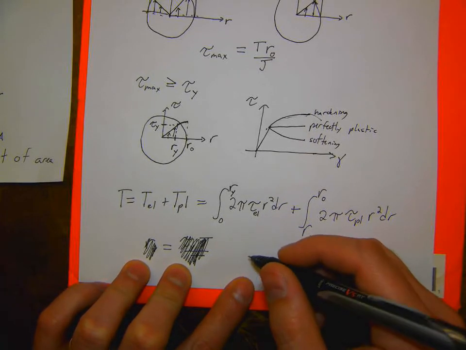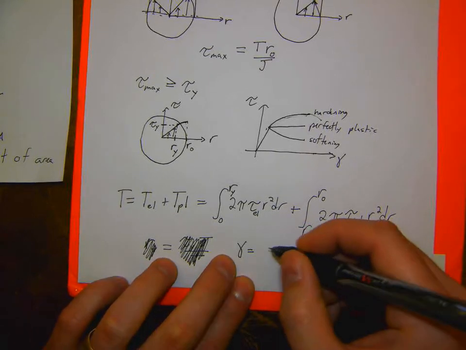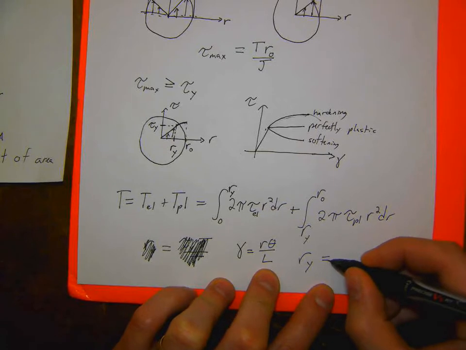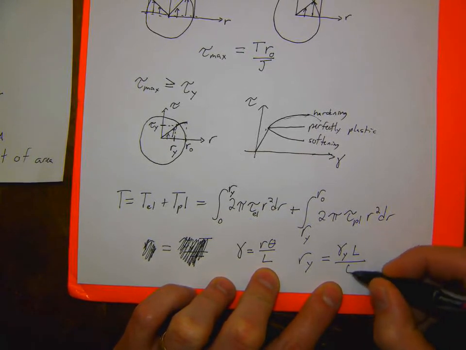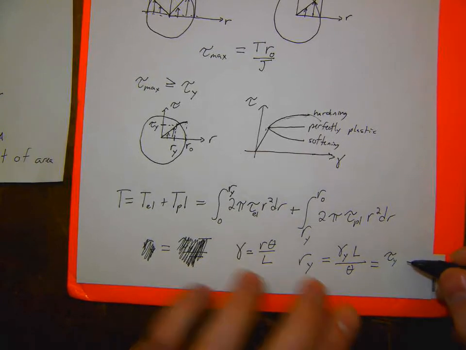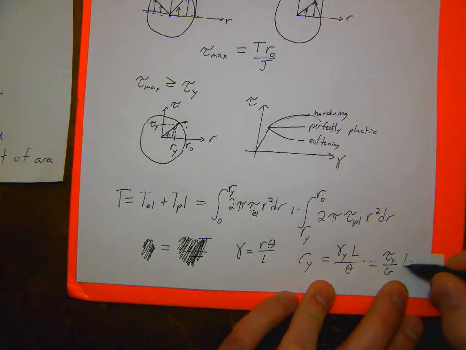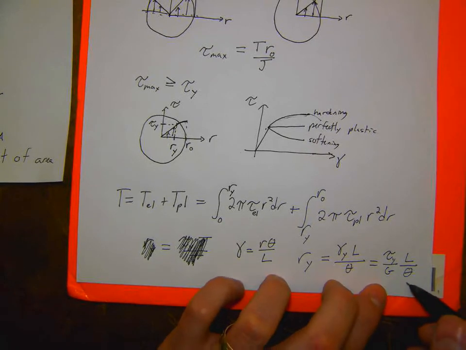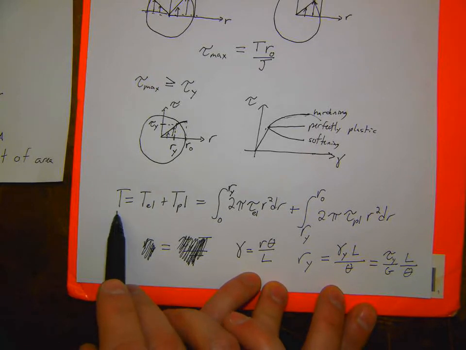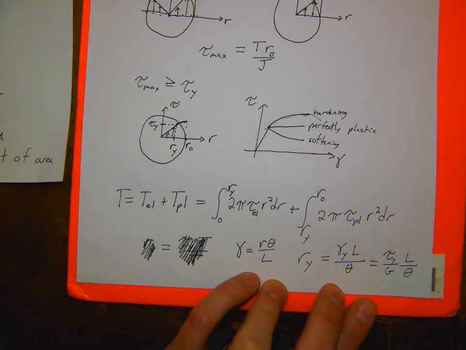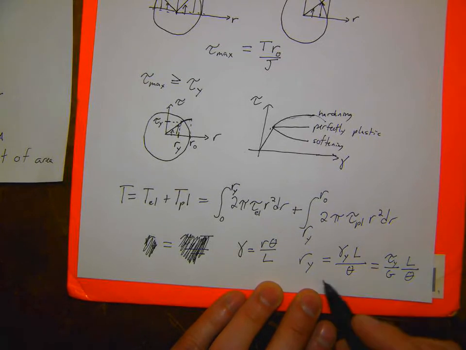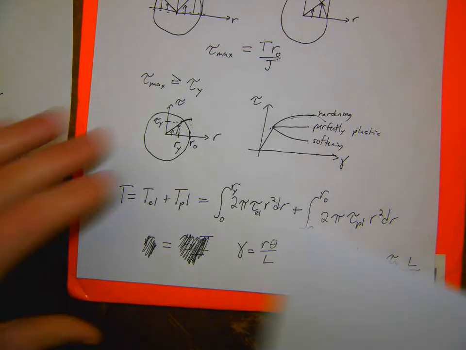I'm going to say gamma is r theta over l, and my r yield is when I hit my yield strain times l over theta, which is equal to tau yield over G, l over theta. There we go. So now it's not actually a function of my applied torque, it's a function of the applied twist angle. That makes more sense, because I don't know what the individual contributions of elastic and plastic torque are. Cool. So now I can figure out what that yield strain is, and I can plug in some values.